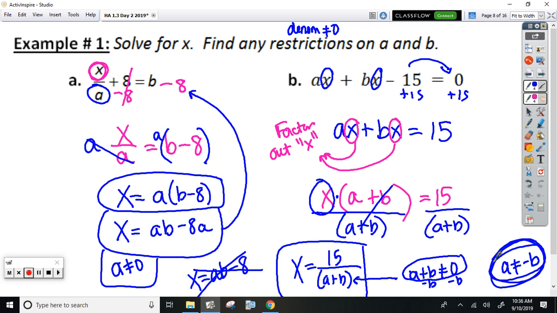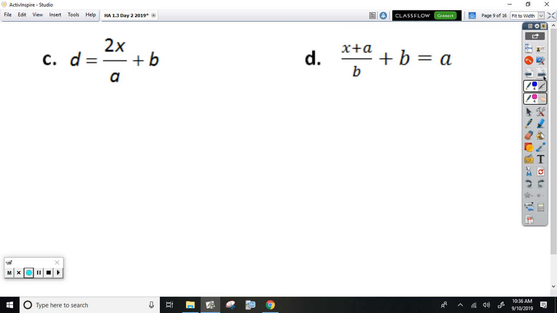So if on a test we put a plus b cannot equal 0, would you still count that as acceptable? Yes. But you need to be comfortable with both in case you see a multiple choice question, and that's the only thing that's there. Okay. All right, try example C on your own, and then we'll do D together.